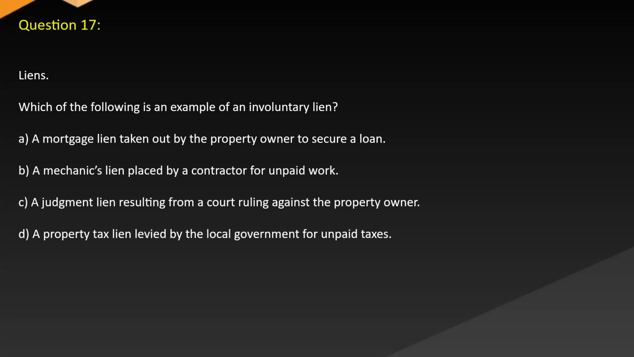Question 17. Liens. Which of the following is an example of an involuntary lien? A. A mortgage lien taken out by the property owner to secure a loan. B. A mechanics lien placed by a contractor for unpaid work. C. A judgment lien resulting from a court ruling against the property owner. D. A property tax lien levied by the local government for unpaid taxes.